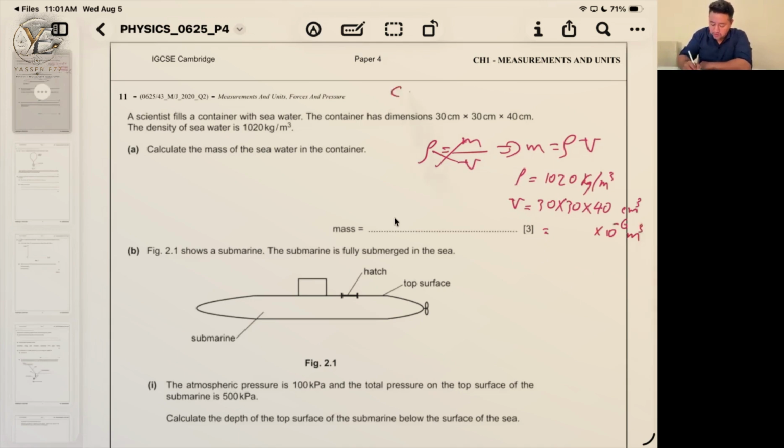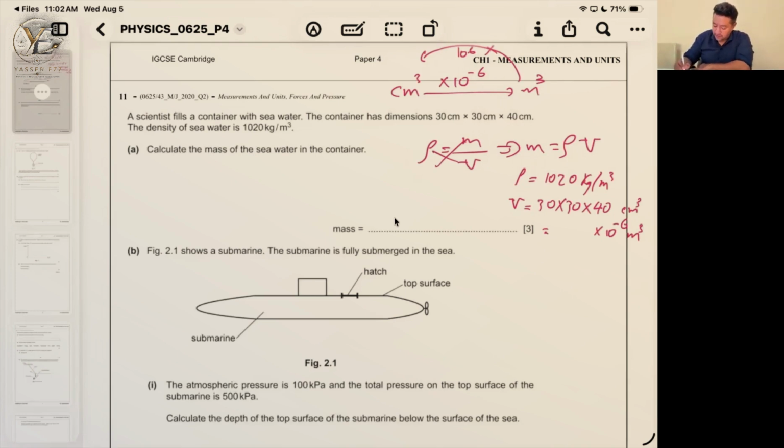As I told you before, and I'm repeating again, in order to convert from cubic centimeters to cubic meters, we multiply by 10 to the power of negative 6. And the opposite, of course, if we are going to convert from cubic meters to cubic centimeters, we multiply by 10 to the power of 6.